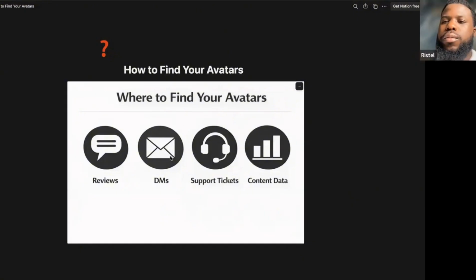Now DMs. For example, you can message someone on Instagram, and if you respond to them within 24 hours, they can fully connect to the brand and you can answer their questions. These two are kind of the same. It's just that with support tickets, it's more like a live chat, so a customer can get responses straight away, and that can also persuade their buying decision. And then we have content data.